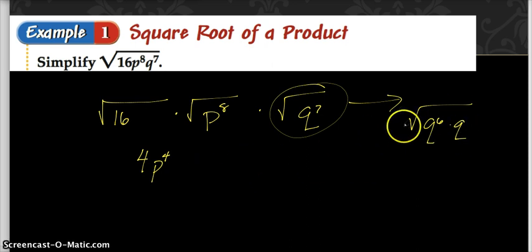And when I think about that, I know I can take the square root of that, which is going to be q to the third. But I can't take the square root of q. That stays underneath the radical. And that's how I'd simplify that problem.